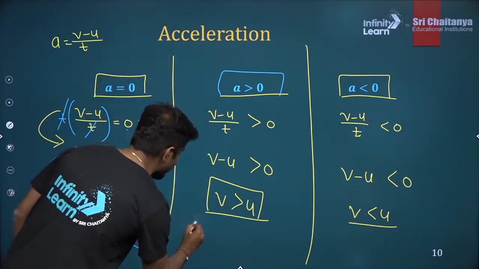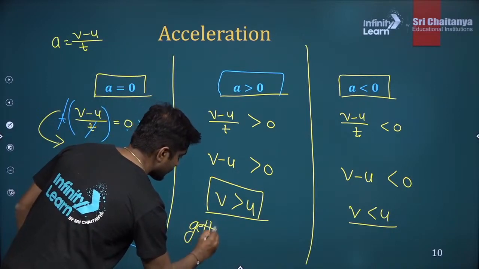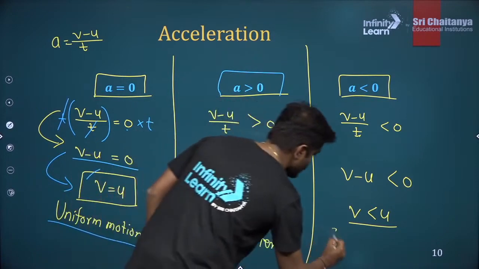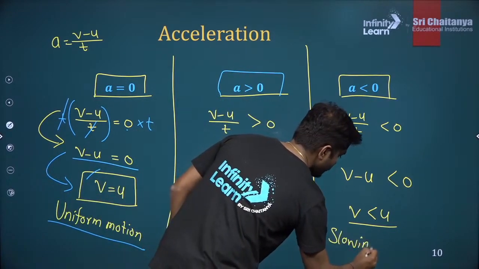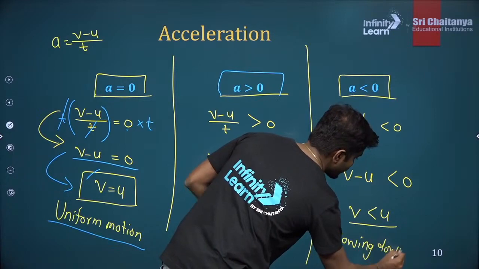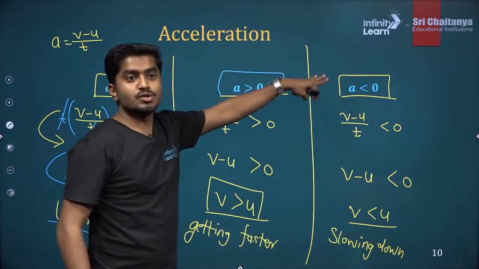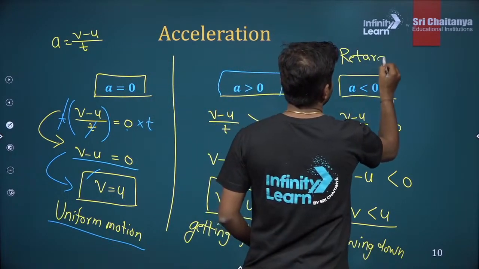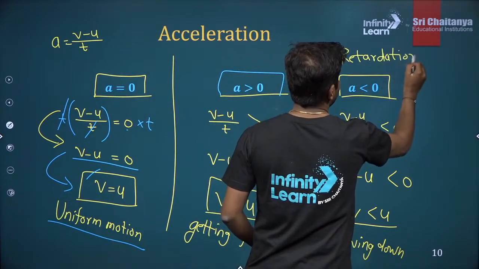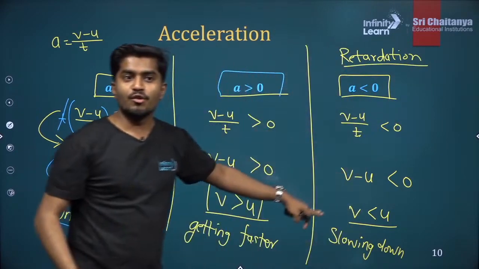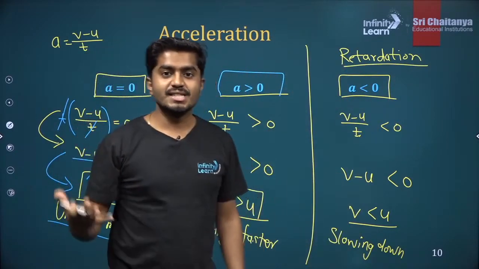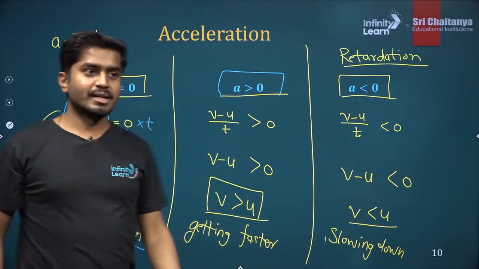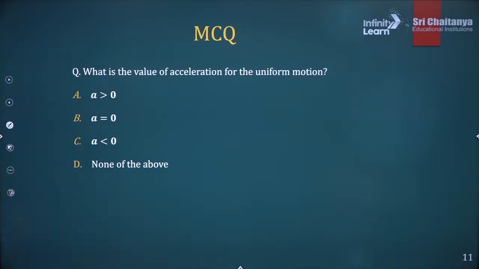So it is getting faster here, and here it is slowing down. Right? So that is the meaning of negative acceleration. This is also called retardation. Why is it called retardation? Because the object is slowing down. So whenever the acceleration is negative, it is a retardation. That means the object will slow down. Clear? Solve this question, everyone.